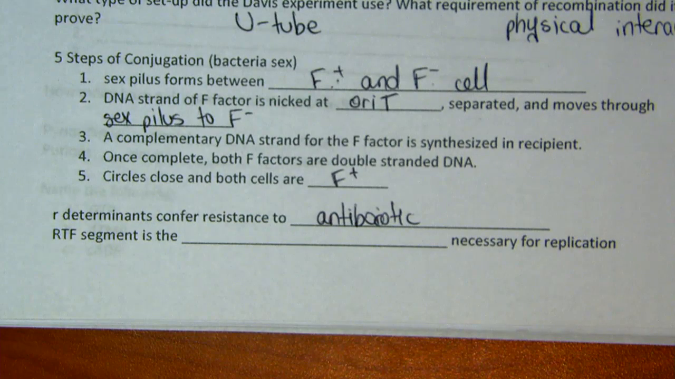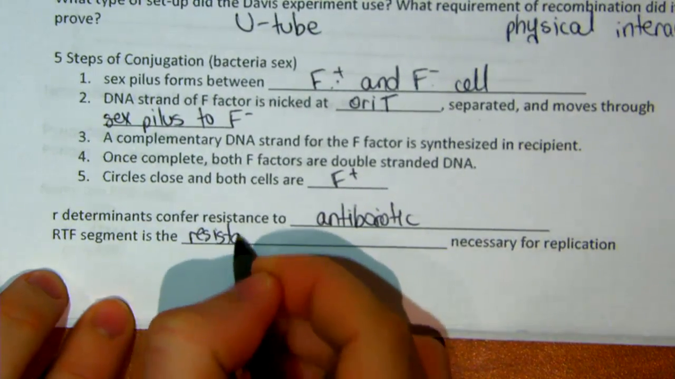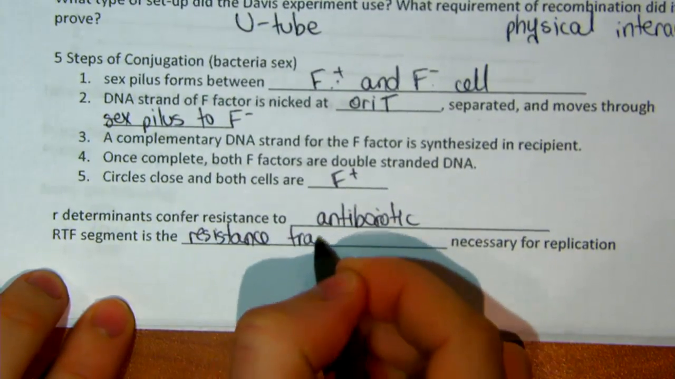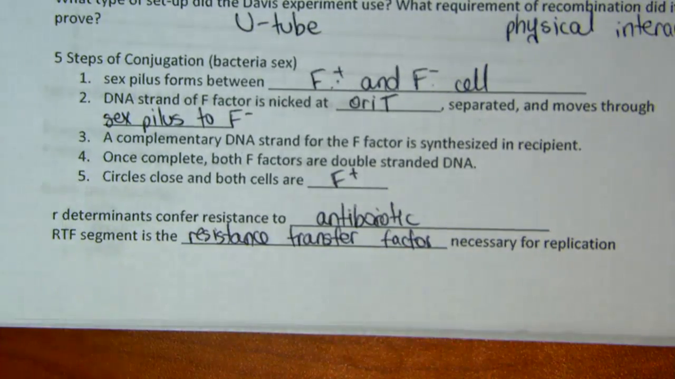Okay, and another part of the chromosome is the RTF segment, and that is called the resistance transfer factor. And it's just the component that's necessary for bacterial replication.